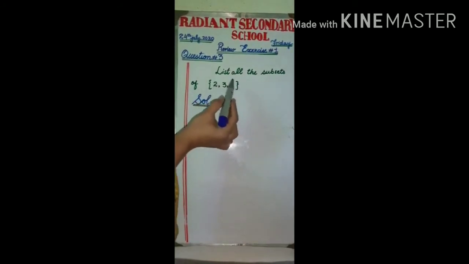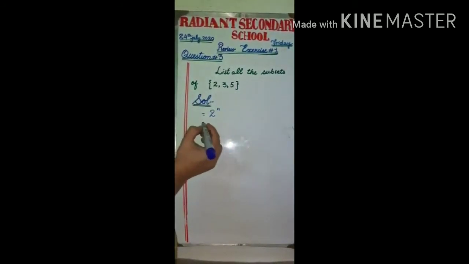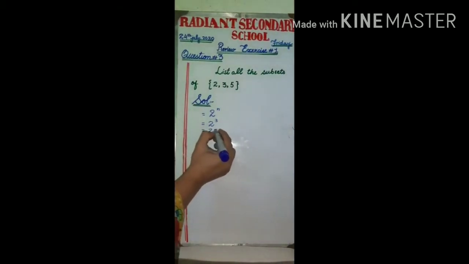In this set, how many elements are there? 3. 1, 2, 3. So you have to put number of elements, 2 power 3. Now 2 power 3 means 2 multiplied by 2 multiplied by 2.